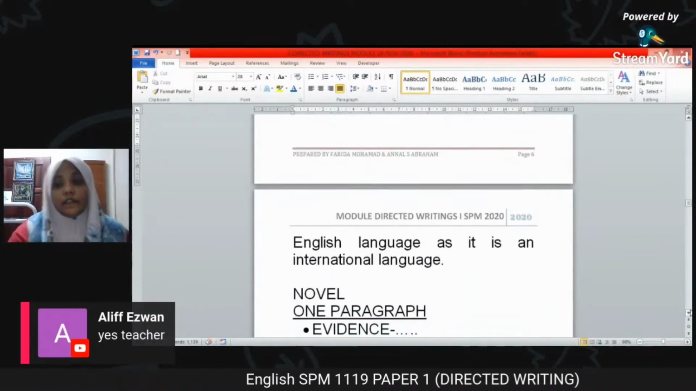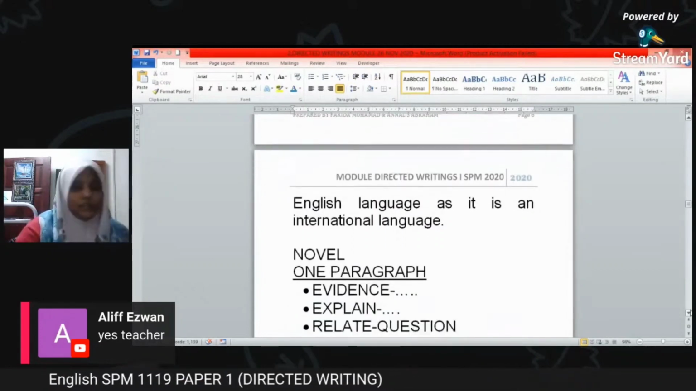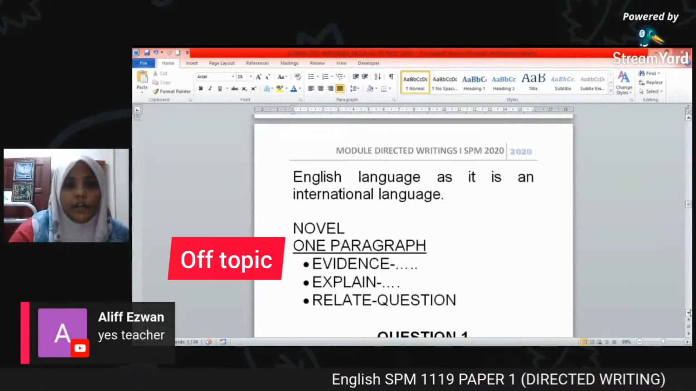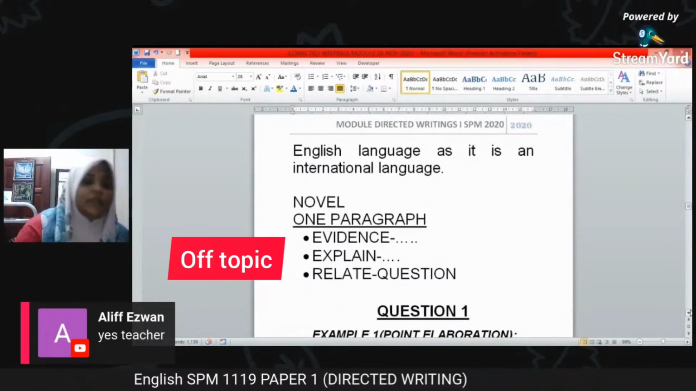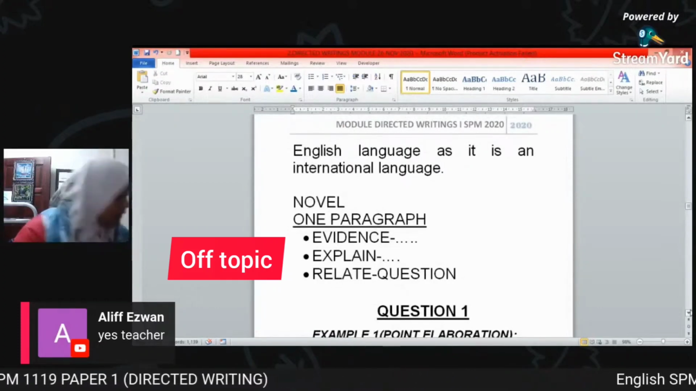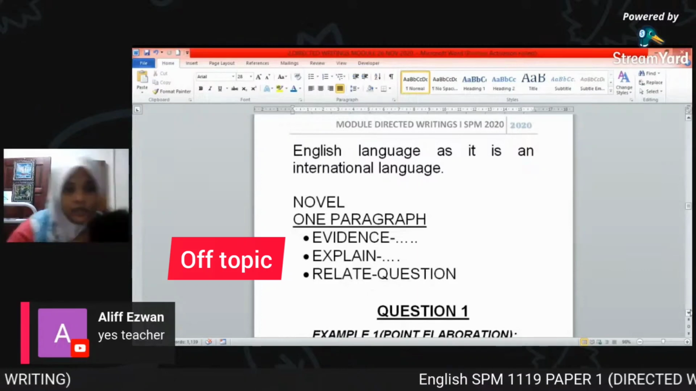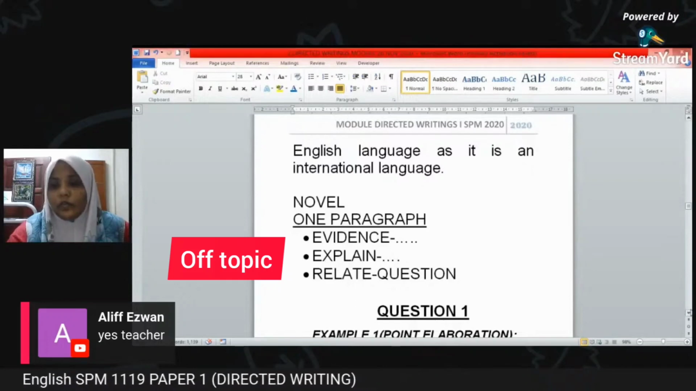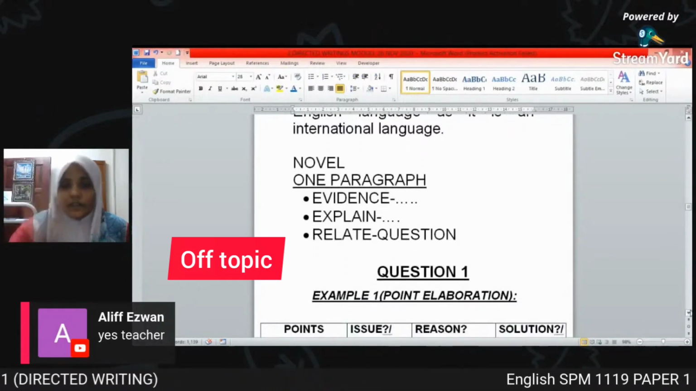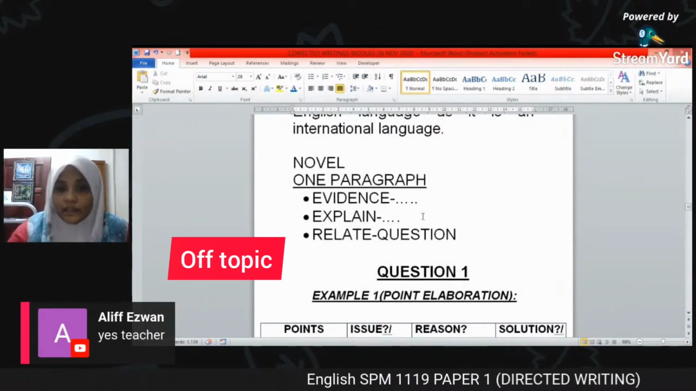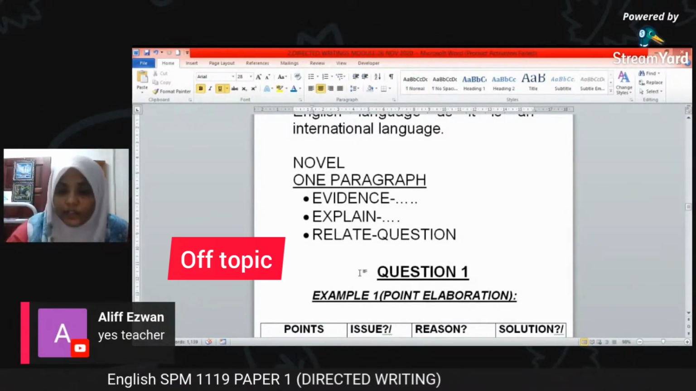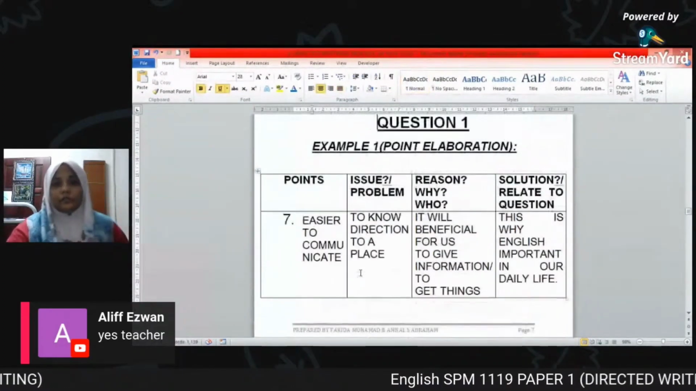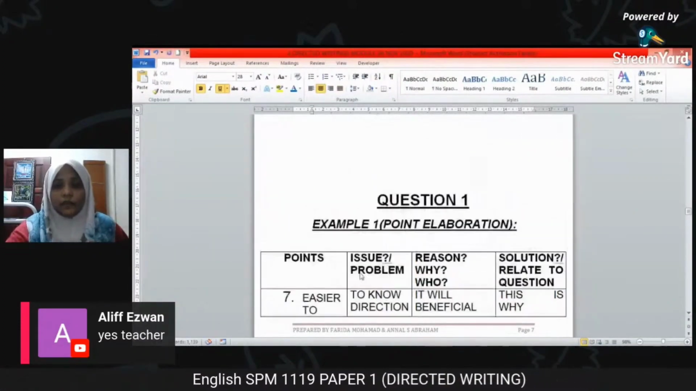Now you can use this method also. Let me relate it a bit to the novel, just a bit. When you're writing about the novel, make sure you have evidence, you explain, and you relate to the question. That is just a bit of the novel, but never mind. I will do this in some other lessons. All right. Now, let's go back to the question.